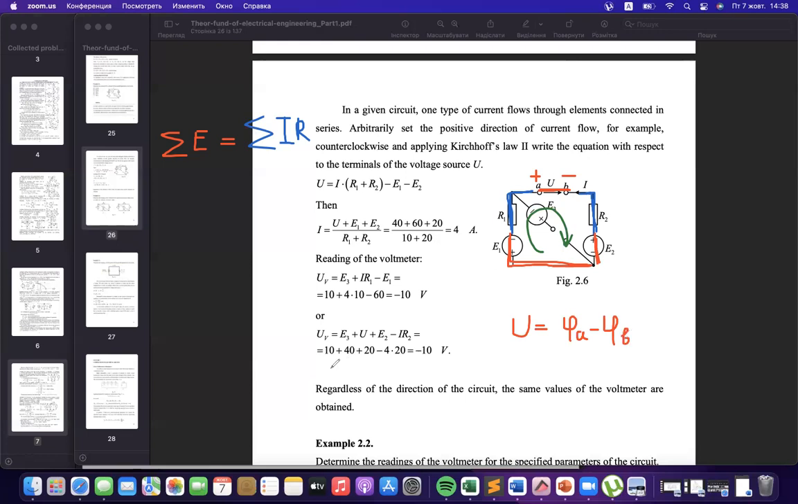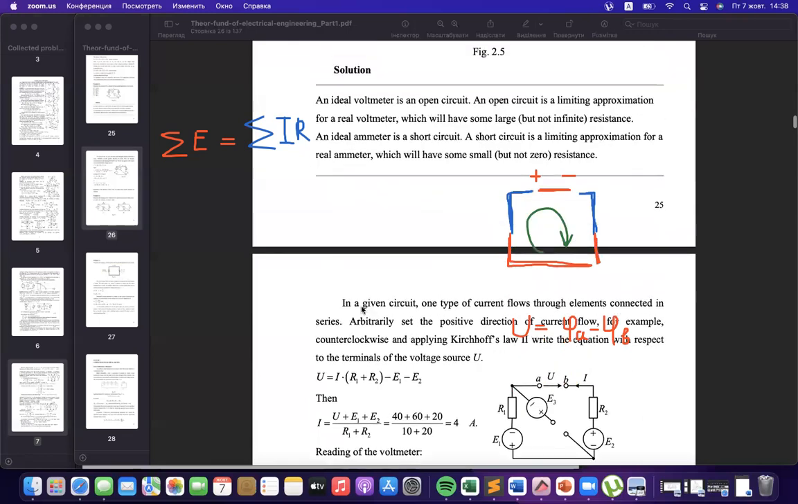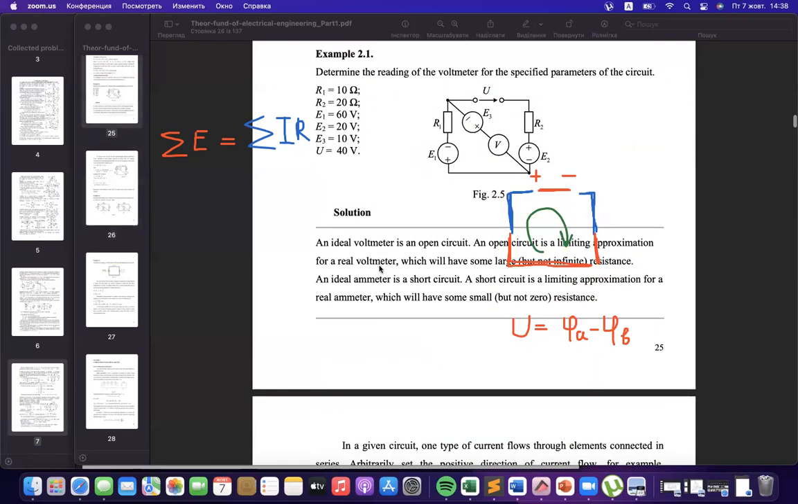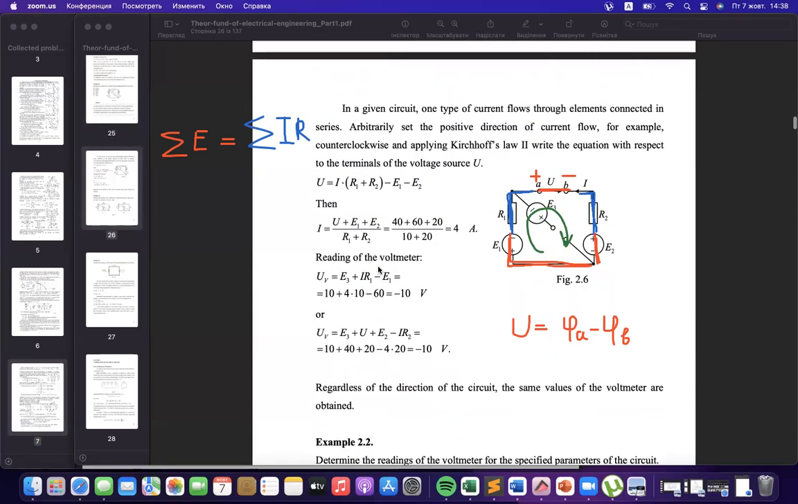And if it is positive according to the initial data, the initial data is 40 volts. That means that phi A is bigger than phi B by 40 volts. That means plus is here. Also, you see the direction of sources on this picture. That means they are all connected in the same direction.